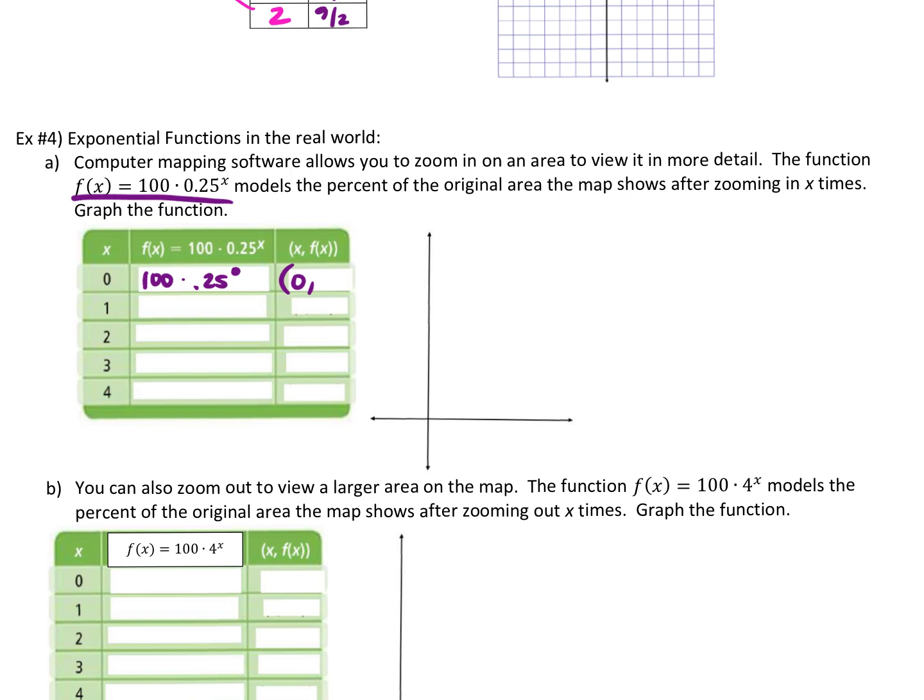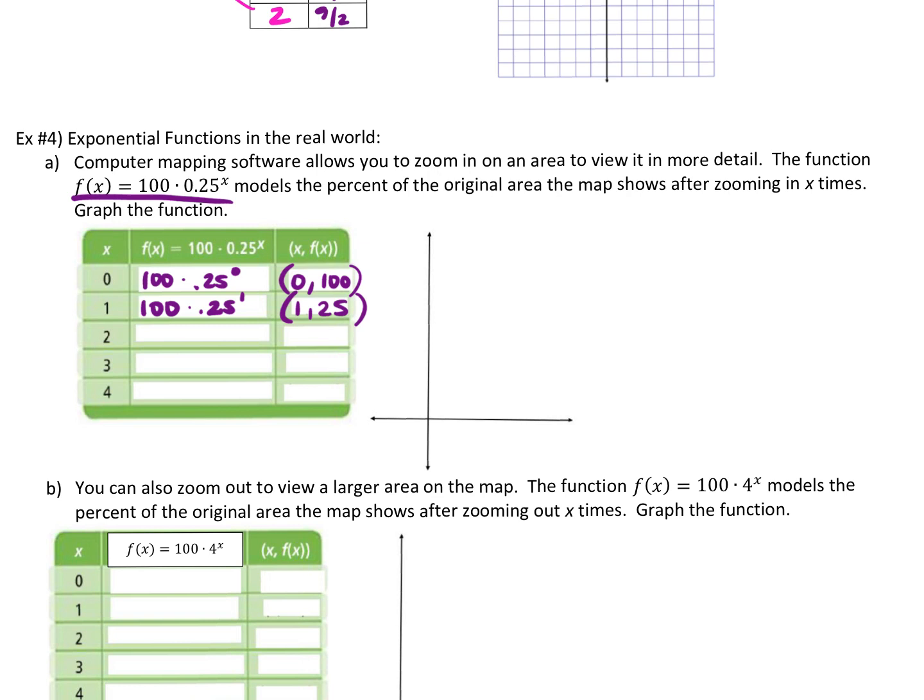What's 0.25 to the 0 power? It's 1, and 1 times 100 is 100. Okay, then you go here: 100 times 0.25 to the first power. So 100 times 0.25, and you get 25.